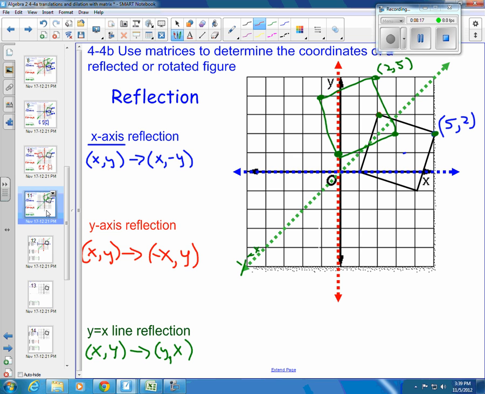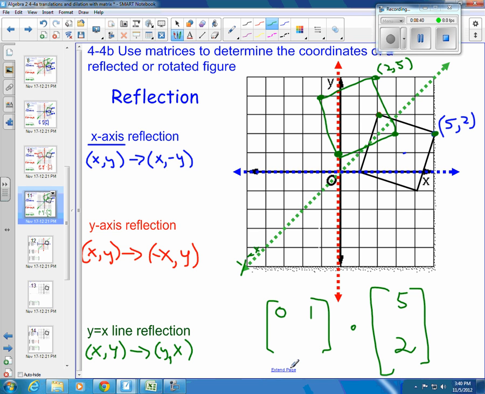Let me move down and look at my y equals x line. So this is my last one here. So again, my original point is 5, 2. And I want my new point to be 2, 5. So I want to change places here. So how can I get my 2 to be on top and my 5 to be on bottom? Well, on top, I want to cancel my 5 and keep my 2. And on the bottom, I want to keep my 5 and cancel the 2. So that would be a matrix right here with multiplication that would get me to flip those.